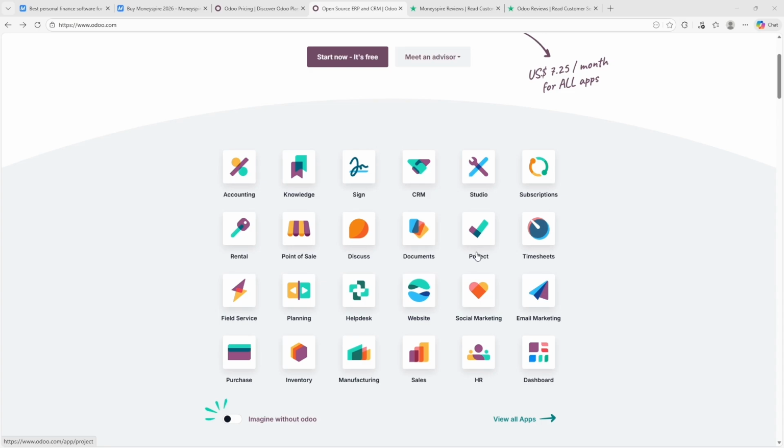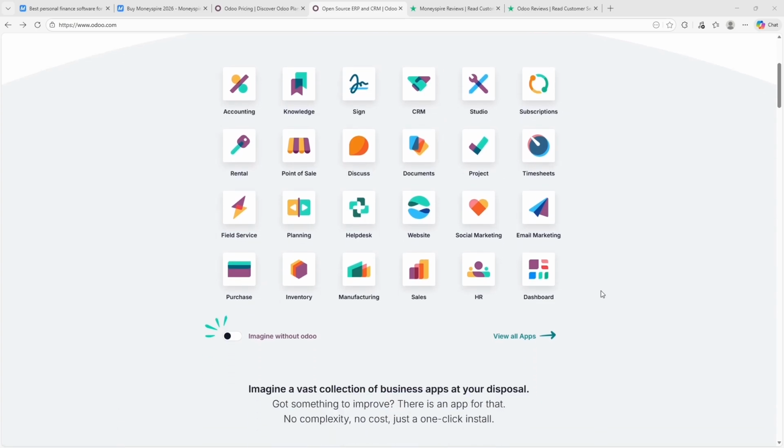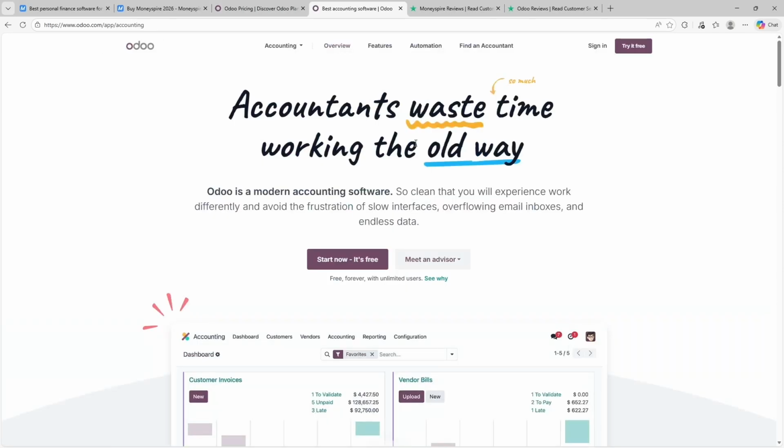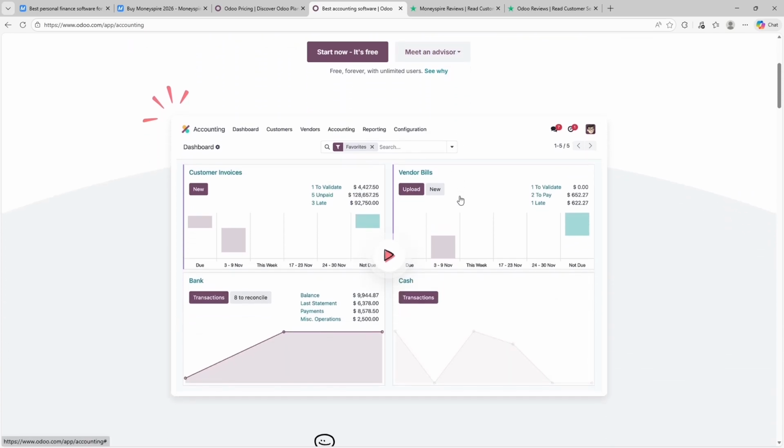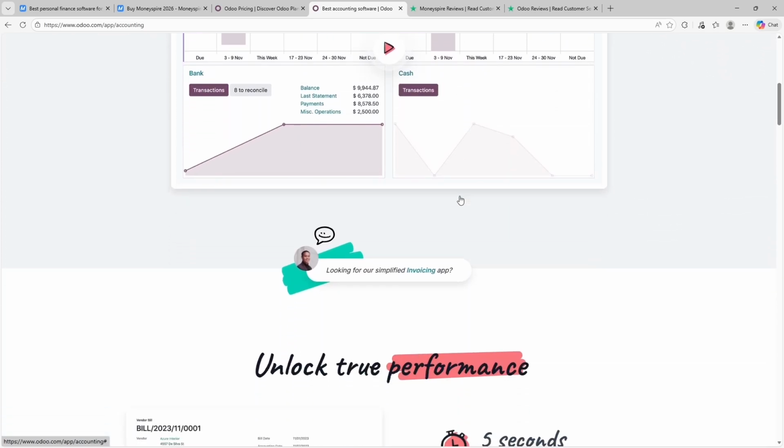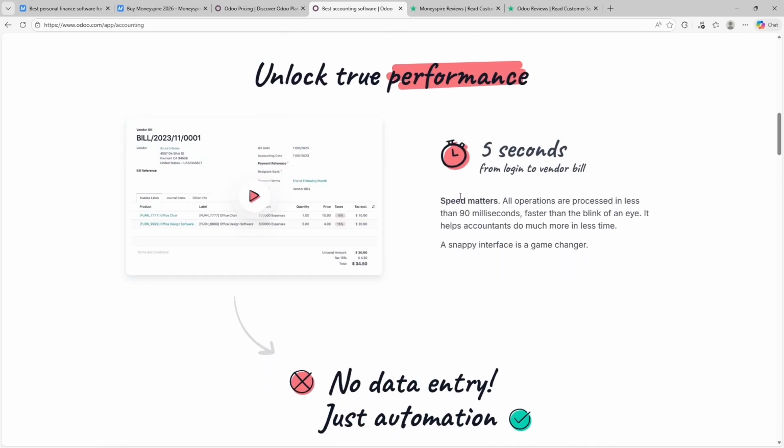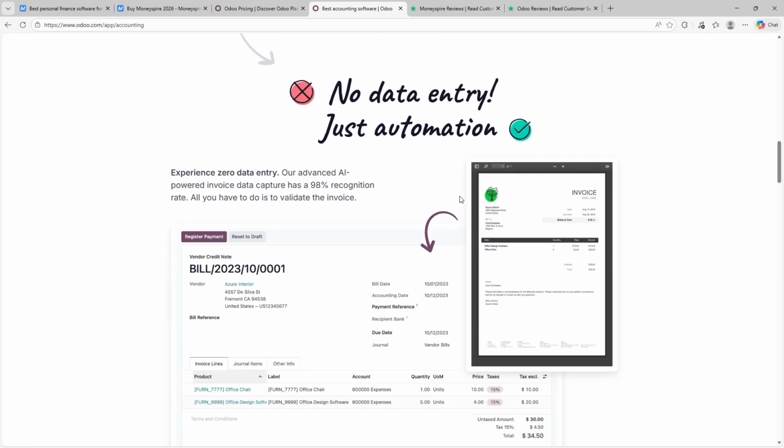This means your financial data doesn't live in isolation. Every invoice, stock movement, employee cost, and sales order can flow into your accounting records automatically. Odoo's accounting features include invoicing, automated bank reconciliation, expense tracking, VAT and tax handling, multi-currency support, financial reports, and real-time dashboards.